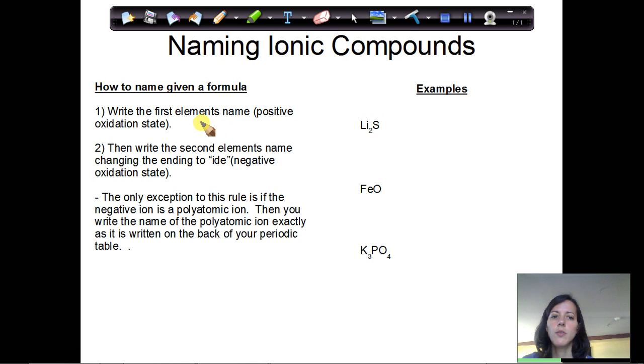The first step is to write the first element's name, which coincidentally is always the metal ion, and the metal ion always has a positive oxidation state. So we are going to write Li out. Li is lithium.